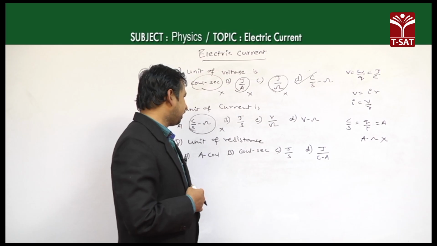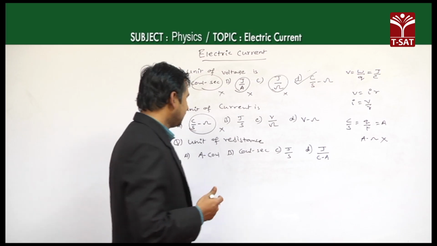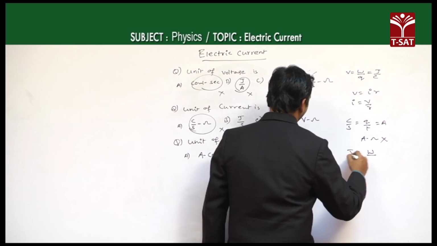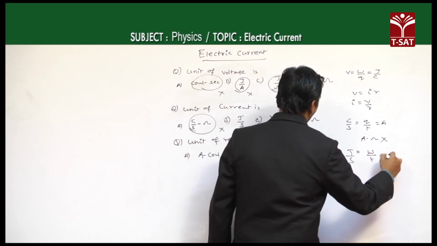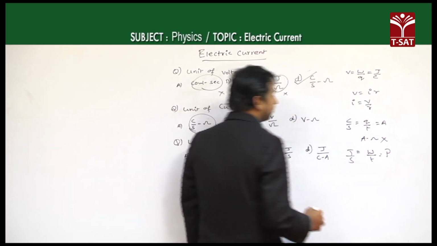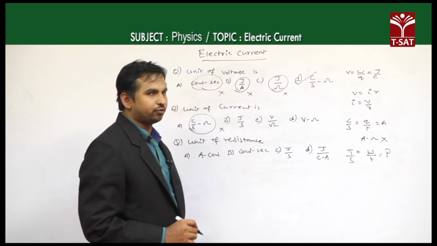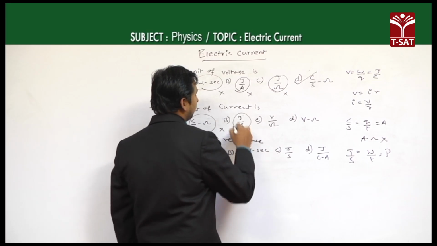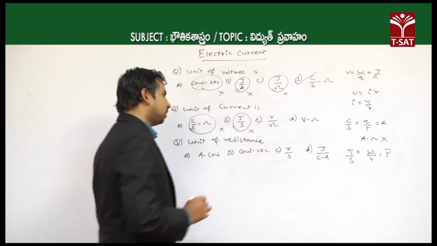So coulomb per second per ohm is not a correct answer. The next one, option B, joule per second. Joule is work done, and divided by time it is W by T, which is about power. That is the unit of power, but not of current. So joule per second is also wrong.